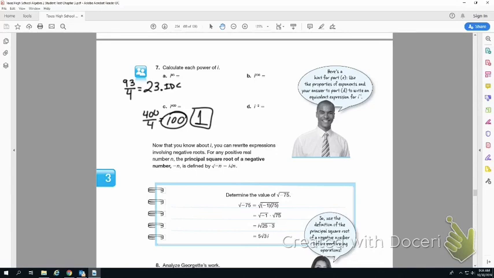So I'm going to do 93, the original exponent, minus 4 times that 23 that I got. 4 times 23 is going to give me 92. And 93 minus 92 is what? 1. And what does i to the first equal? Just i.